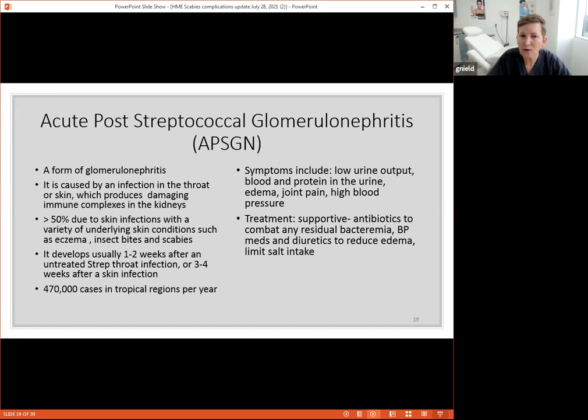So symptoms include low urine output, blood and protein in the urine, edema, joint pain, high blood pressure, and treatment is actually supportive. You may need to give antibiotics to combat any residual bacteremia. You need blood pressure medications and diuretics to reduce edema and limit salt intake.